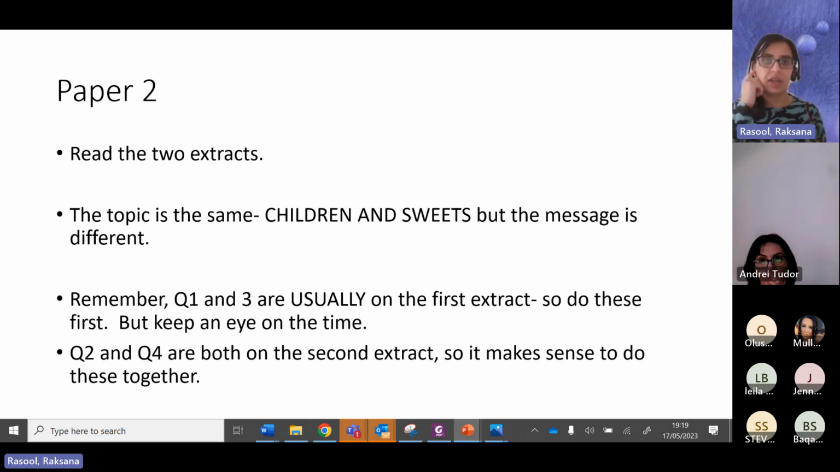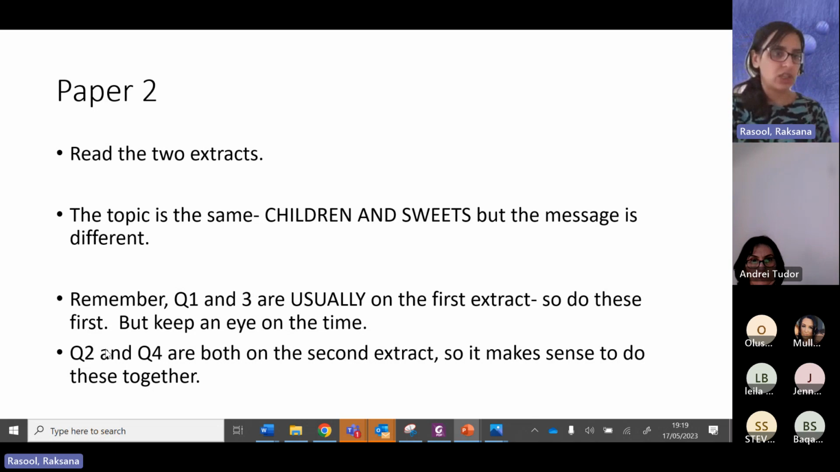The other thing then is, remember that question 1 and question 3 are usually on the first extract. Check: question 1 will be about source A, and check that question 3 is about source A. If they are, do these 2 first. Do question 1, do question 3. Keep an eye on the time, but do 1 and 3 while that extract is fresh in your head. Question 2 and 4 are both on comparing the first and second extract, so it makes sense to do these together. Do question 2, which is a quick comparison, and then do question 4, which is a more detailed, in-depth comparison.